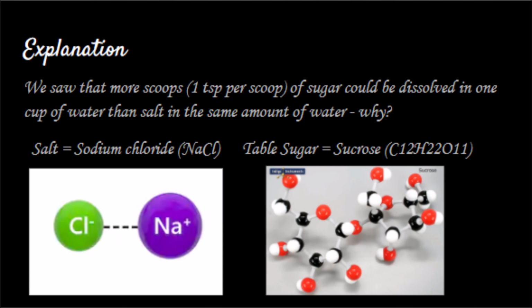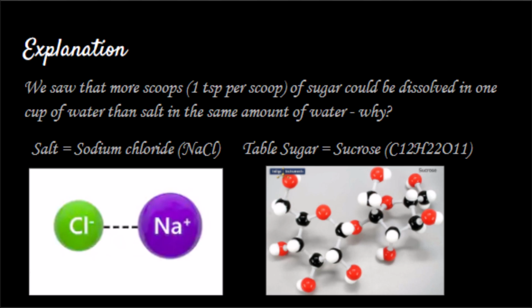It dissolves better, but why is that? Well, here's why. The scientific name for salt is sodium chloride, written as NaCl, and there's a model of it right here on this slide. A molecule of sodium chloride is made of 1 sodium atom and 1 chlorine atom.